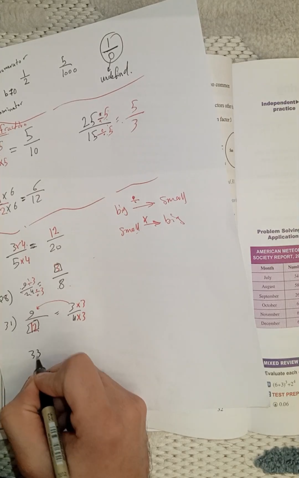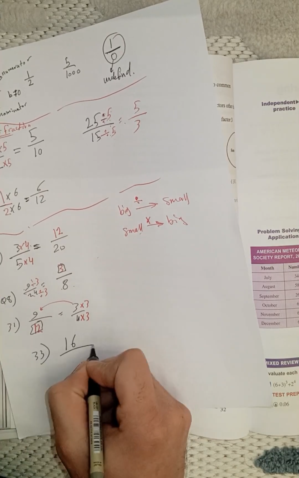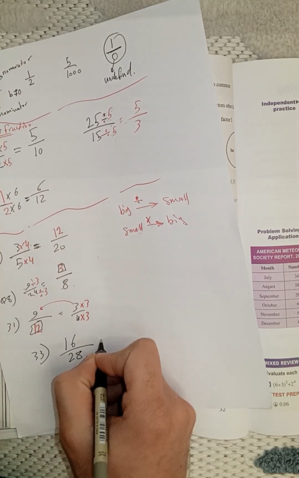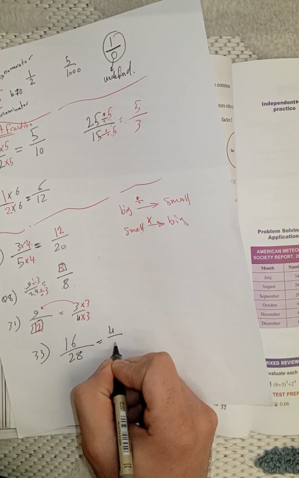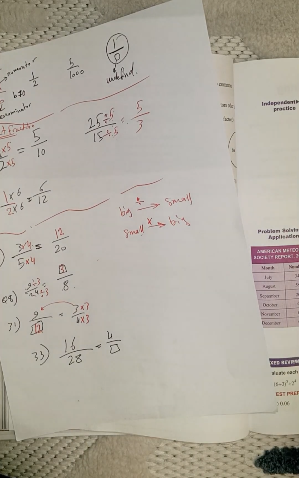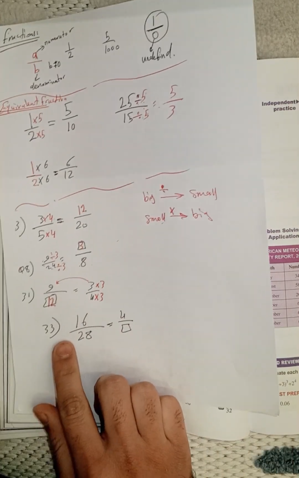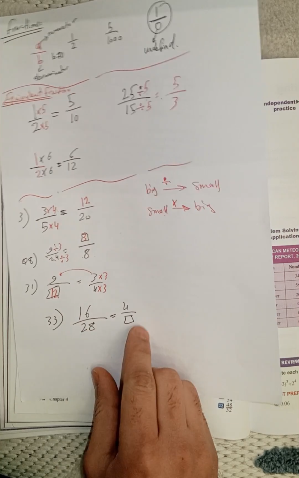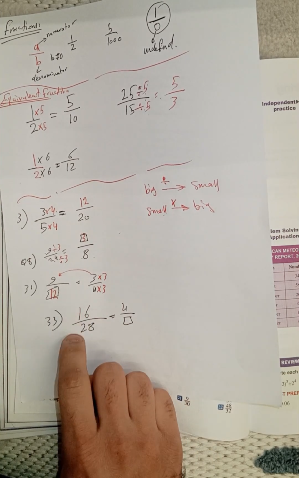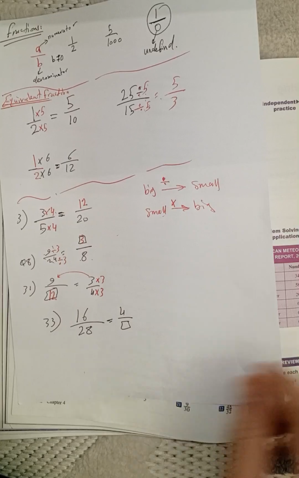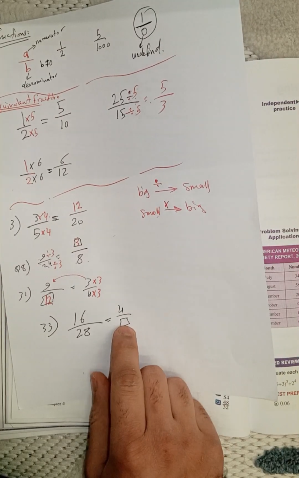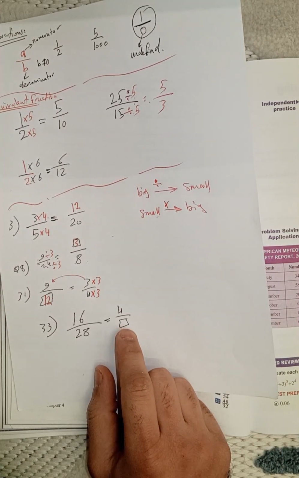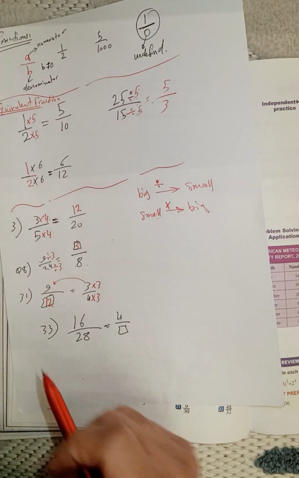Question 33. 16 out of 28 is equal to 4 out of the missing number. Okay, so 16 out of 28. On this side there is a missing number, the bottom number, so that's why we're going to look at the other side, the other numbers.